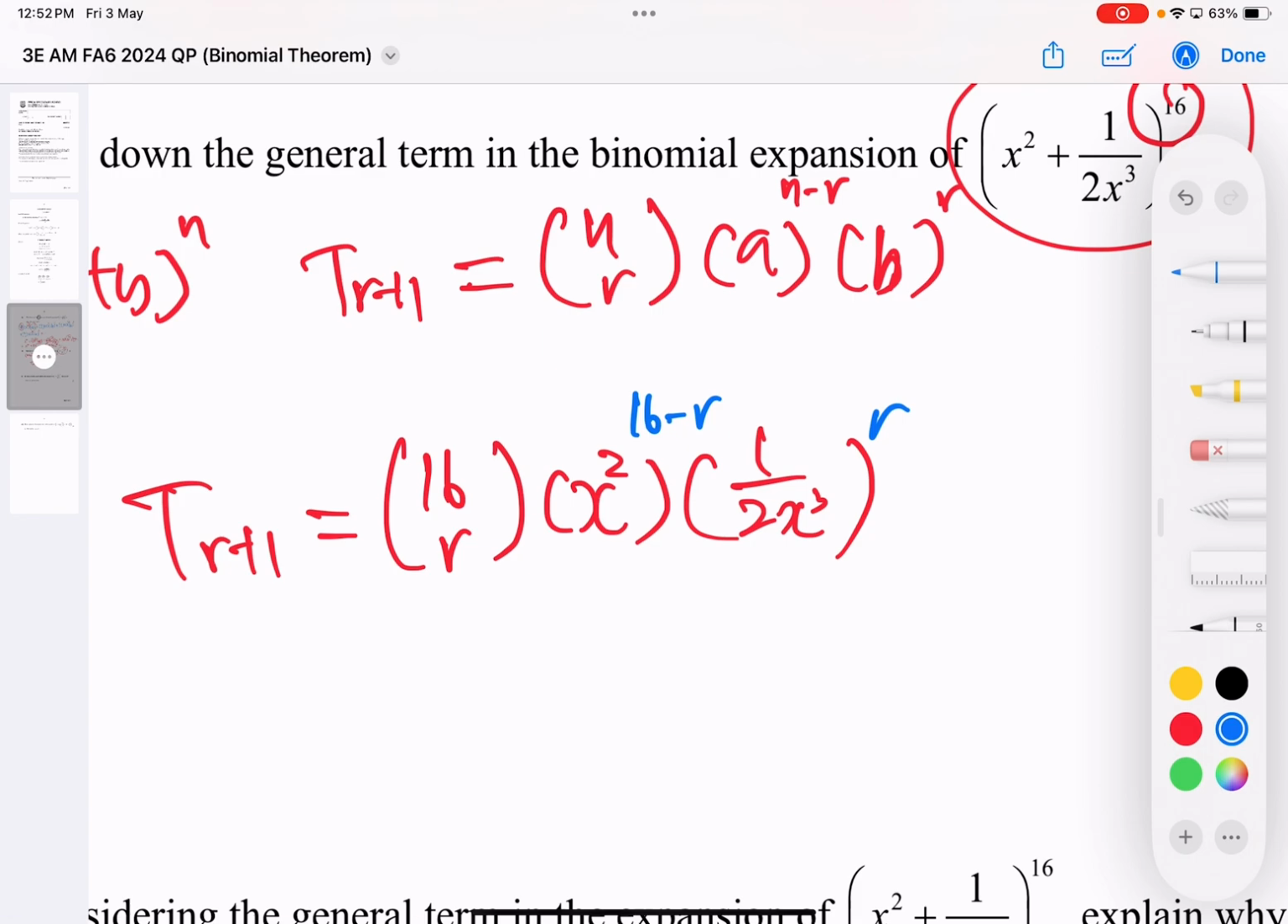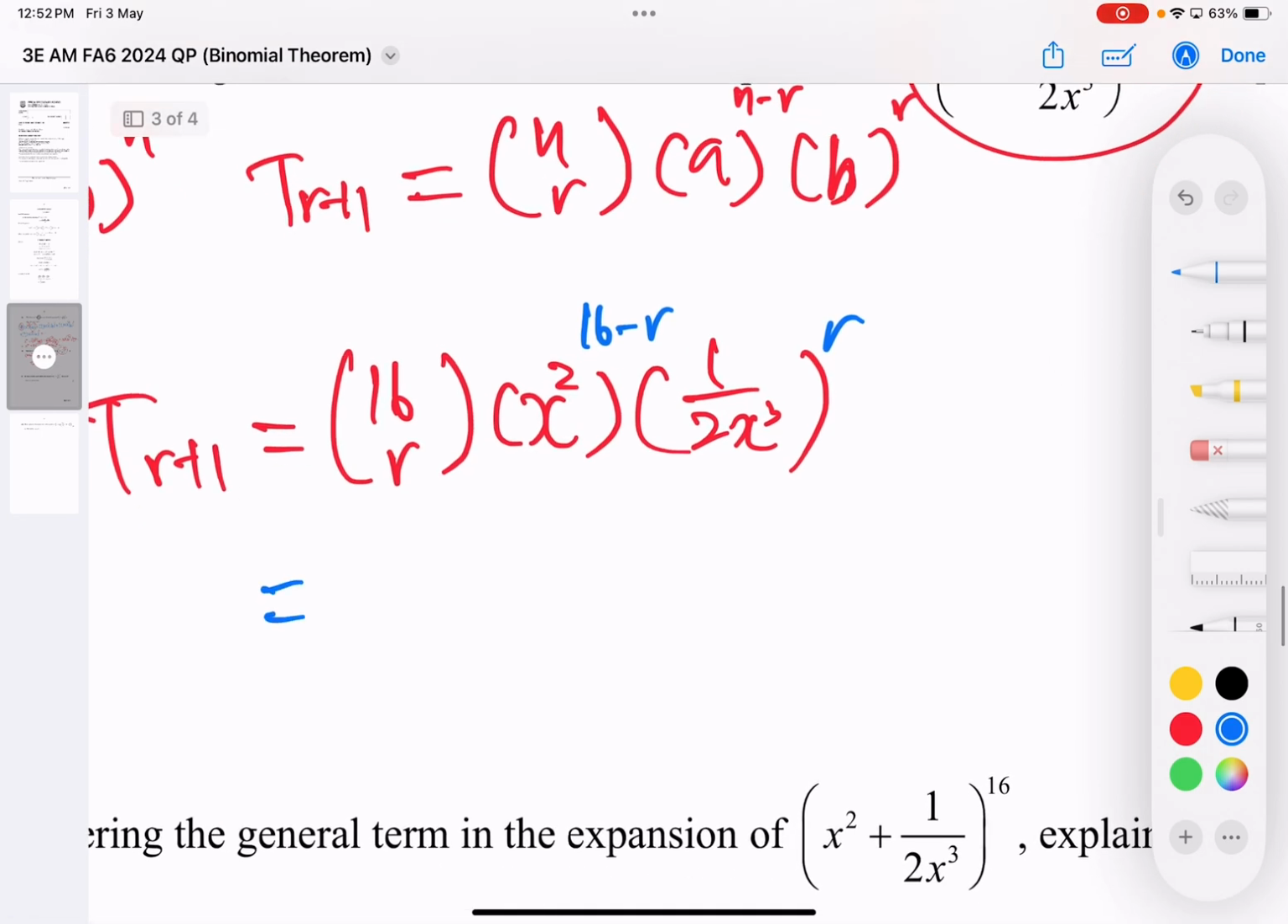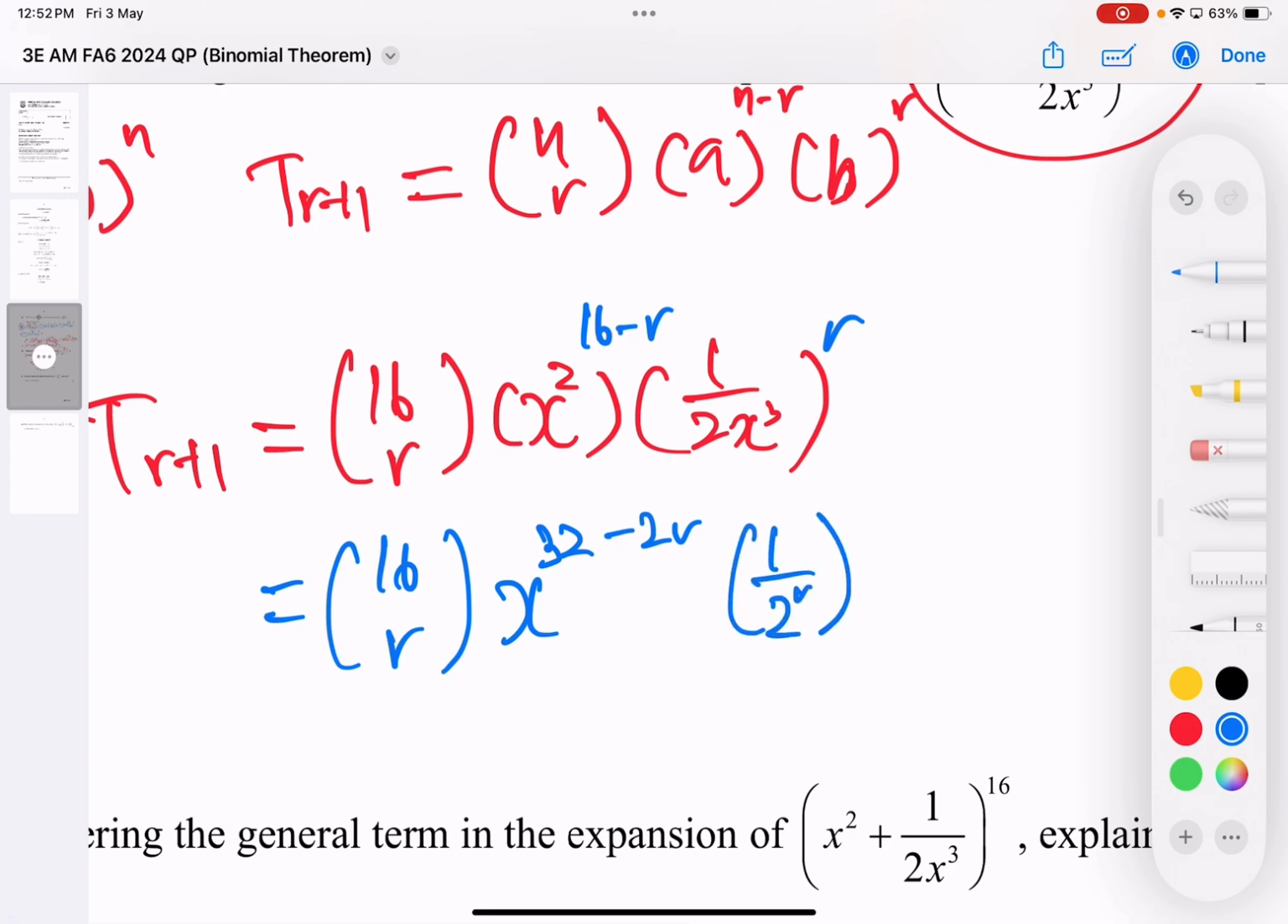Okay? Now, after you do this, this is not done. Okay? You must simplify it. How do you simplify? Watch closely. Don't blink. 16 minus r, I distribute the powers. X to the power of what? Janice. I multiply the powers. So what am I going to get? 32, good. Yes, okay. This one, I can distribute the powers in. I'm going to get 1 over 2 to the power of r multiplied by 1 over x to the power of 3r.